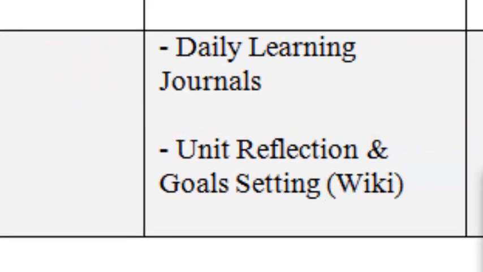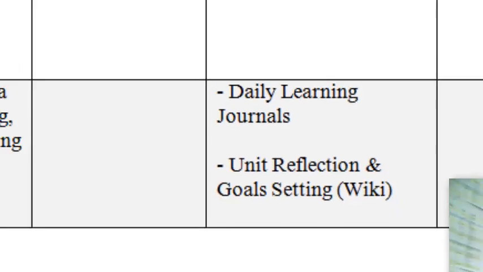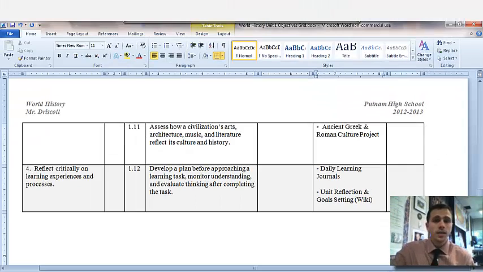We've already done this twice so far. Once through the daily learning journals, which I've actually collected and assessed on two separate occasions. And now we're going to do our first unit reflection and goal setting for our next unit on our class wiki. So this is a way that you can both reflect on how you learned, what were some of the strategies that you used, some of the things that were challenging, and also to set a goal and set up a plan for how you're going to learn better in the next unit. So that's why we're doing it.